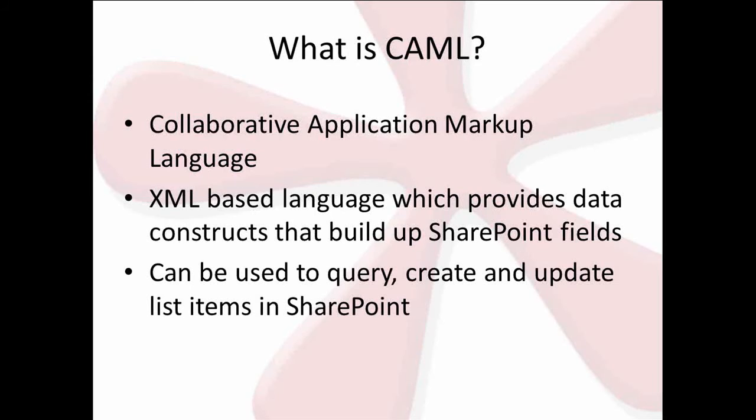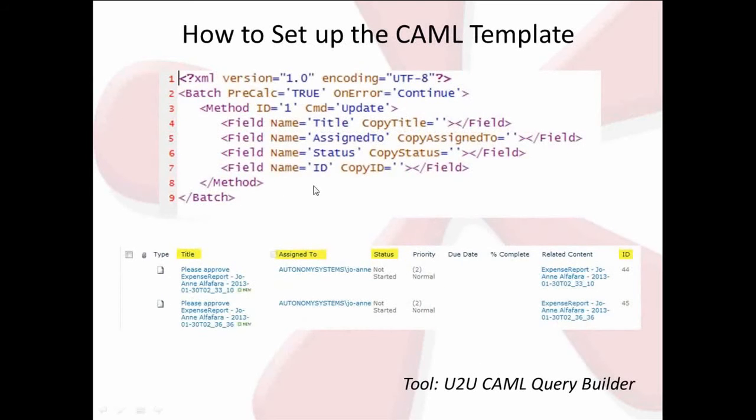If you're familiar with XML, this is how to set up the CAML template. You can see that I'm using a batch element here, which is the tag, and if you see the method line, I'm using cmd equals update because that is the action that I want to happen for this task template part.